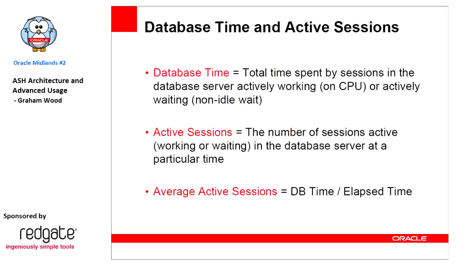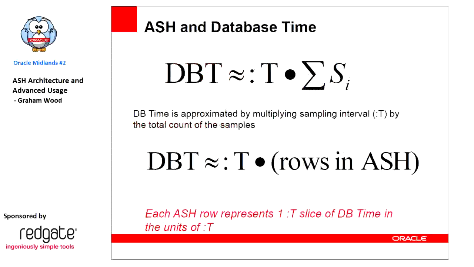So, let's talk about estimating database time from ASH. The definition of database time is the total time spent by user sessions, foreground sessions, in the database server, either working or waiting. An active session is one that's currently in a database call. Average active sessions is database time over elapsed time. And we get some math. Oh, we're in an educational establishment. I can show math slides and everybody doesn't glaze over automatically.